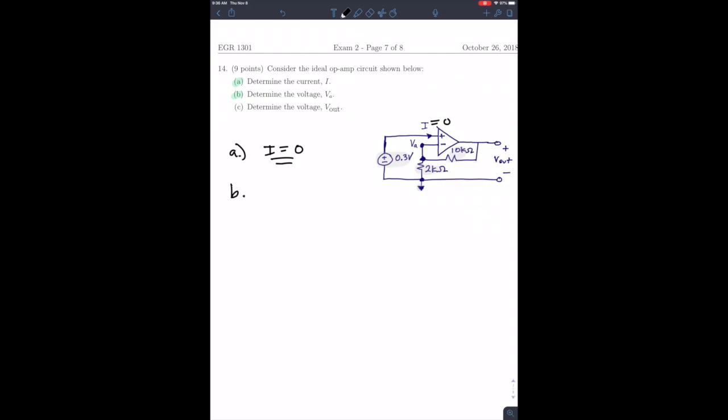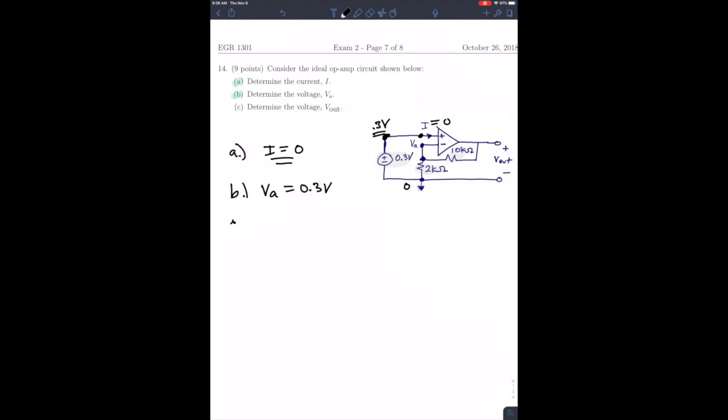Okay, in part B, what we know is that there's this virtual short assumption. So I'm asking for the voltage VA, and so I'll start at my reference. Here's 0 volts. I go up to here, that's 0.3 volts. And what we know is the voltage at the plus terminal and the voltage at the minus terminal are the same. That's the virtual short condition. It's as if there were a wire connecting those. There's not really a wire, but that's the assumption that we make. So in that case, since this is 0.3 volts, then VA is 0.3 volts.